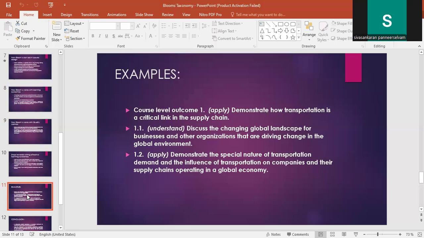The next and last one, 1.2: demonstrate the special nature of transportation demand and the influence of transportation on companies and their supply chain operating in a global economy. Here again, we are using apply as an action verb to practically prove how transportation influences the global supply chain market in various industries.